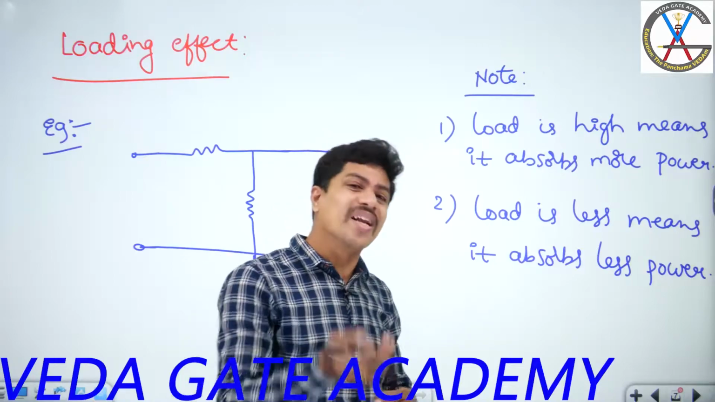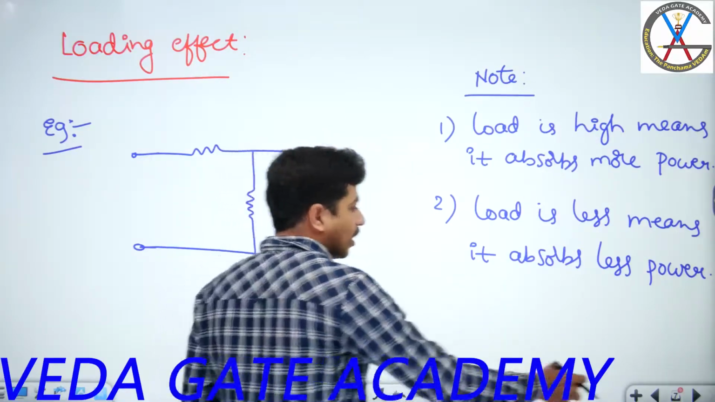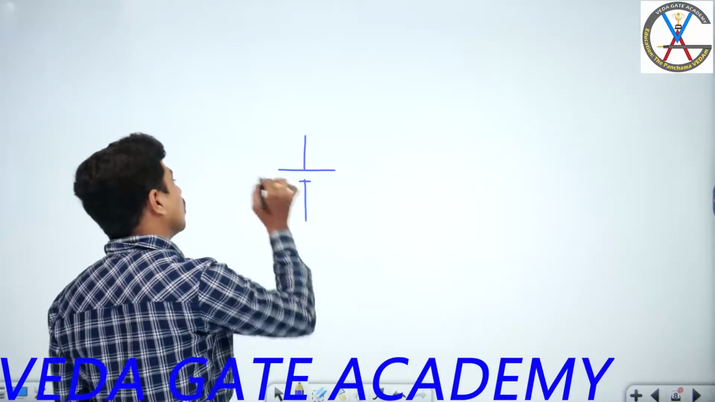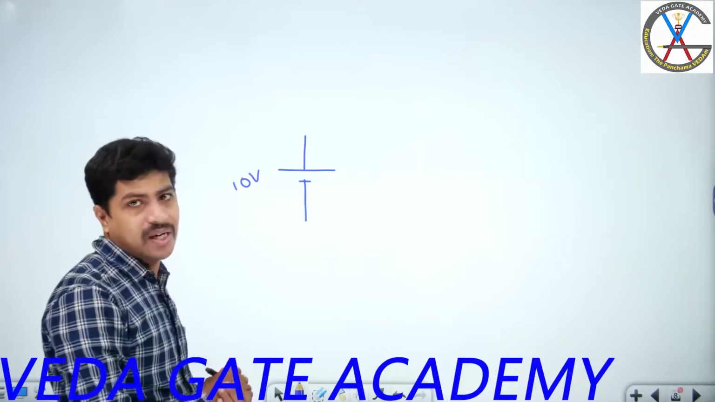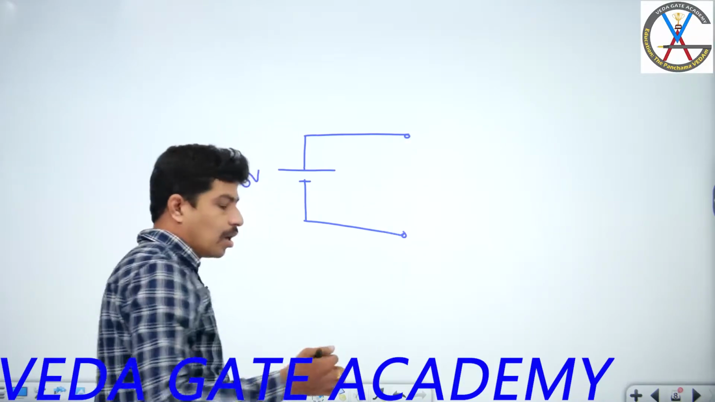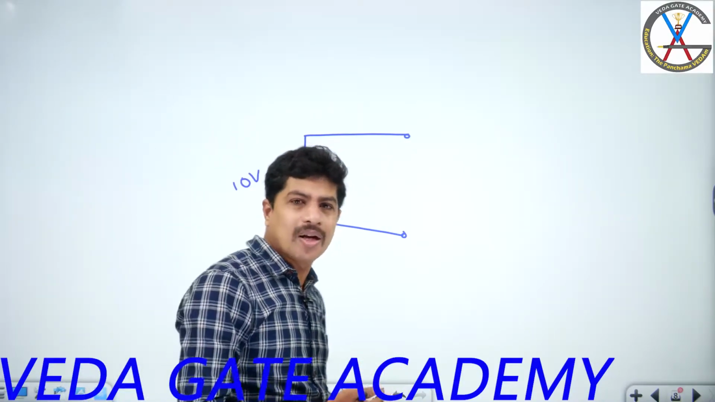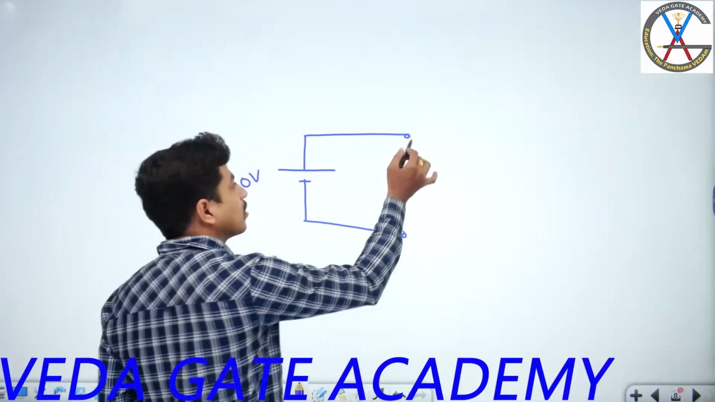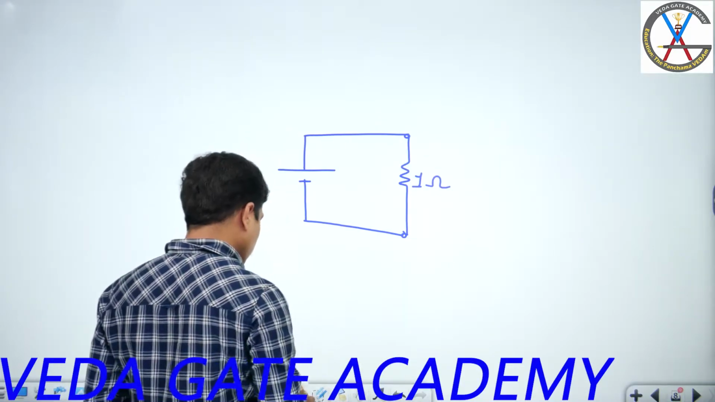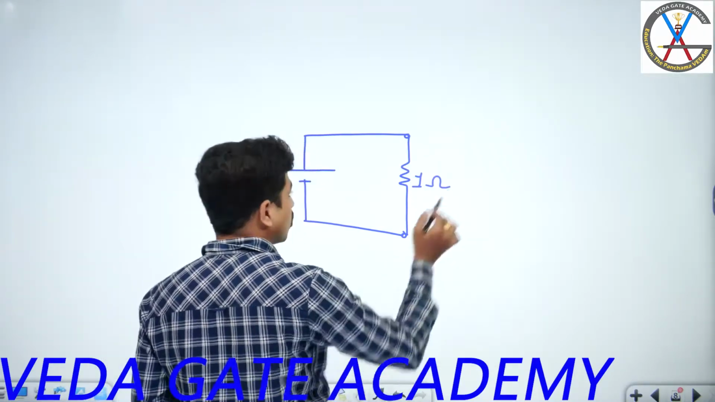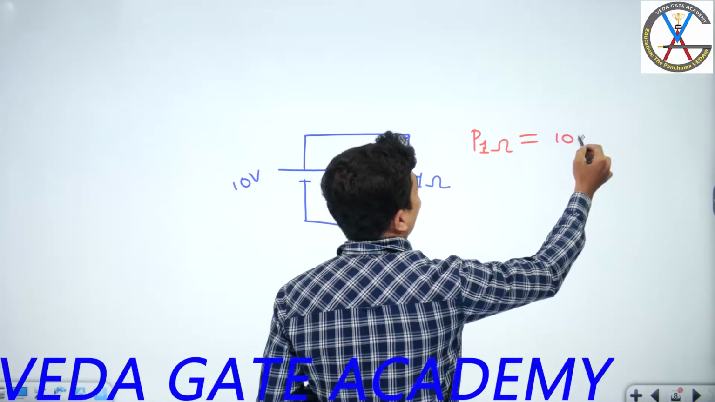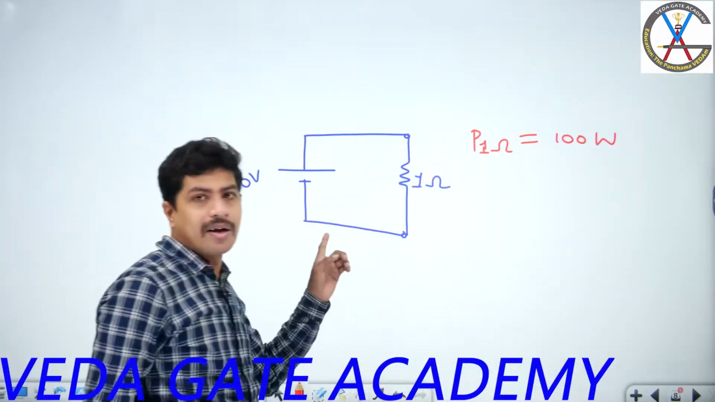Now we have to see about load resistance also. Just in rough I'm doing. I have a voltage source of 10 volts. I am connecting a load. Imagine you are connecting a load, that is a bulb. The bulb load I will represent with the help of resistance, whose value is, suppose, 1 ohm. How much is the power consumed by this one? Power consumed by 1 ohm is equal to V square by R. V square, 10 square, how much? 100 watts.